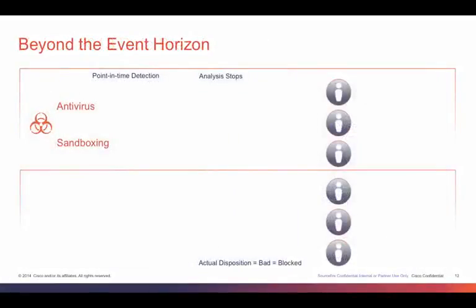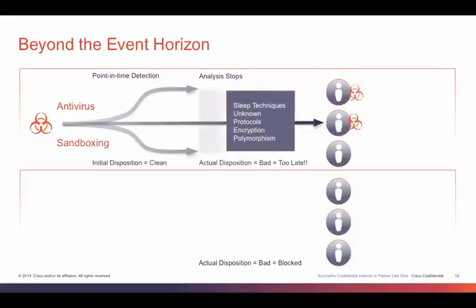So what's going on when we talk about this? We talk about point in time and continuous analysis. What does that really mean? When we think about a point in time product like an antivirus or even those new sandboxing technologies, what they're doing is essentially making a binary decision, yes or no, whether a file is good or bad, and then it lets it through or blocks it. There is no in between with these products.